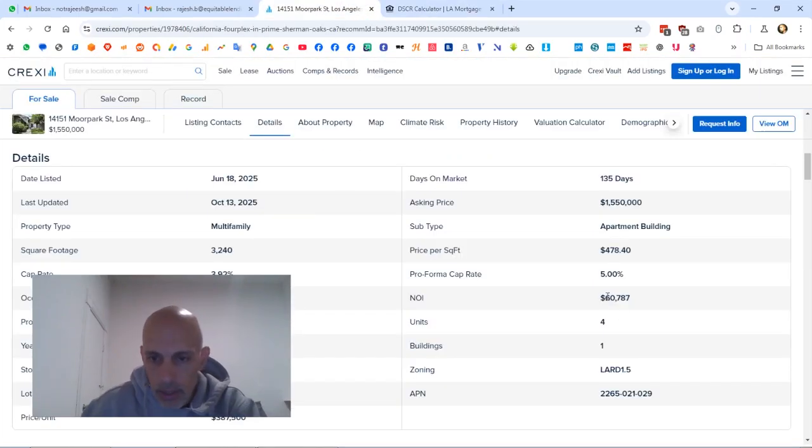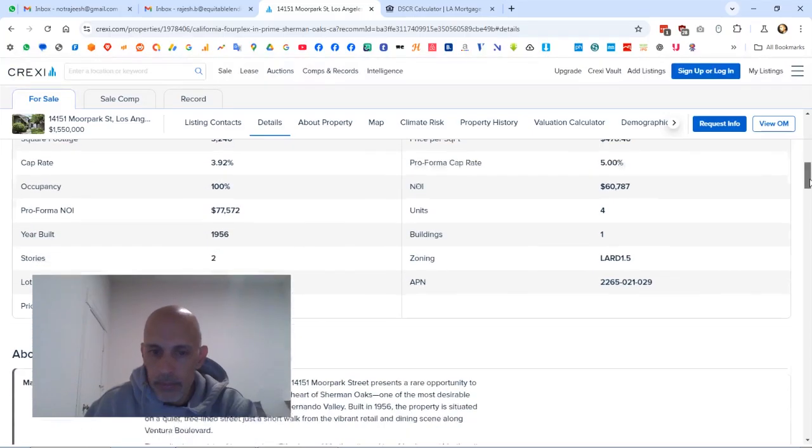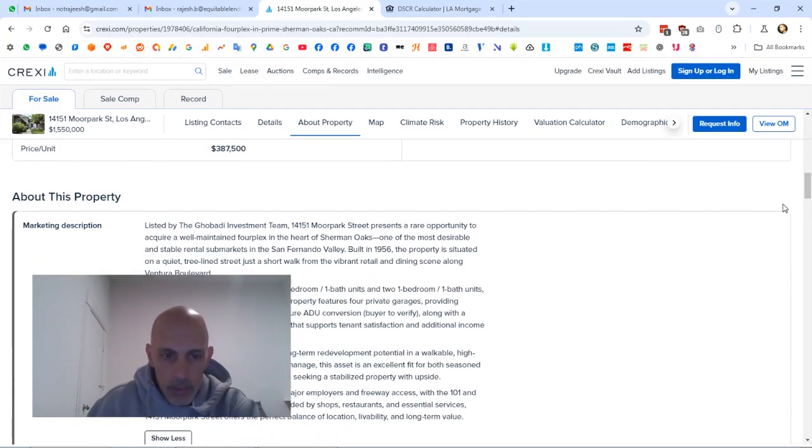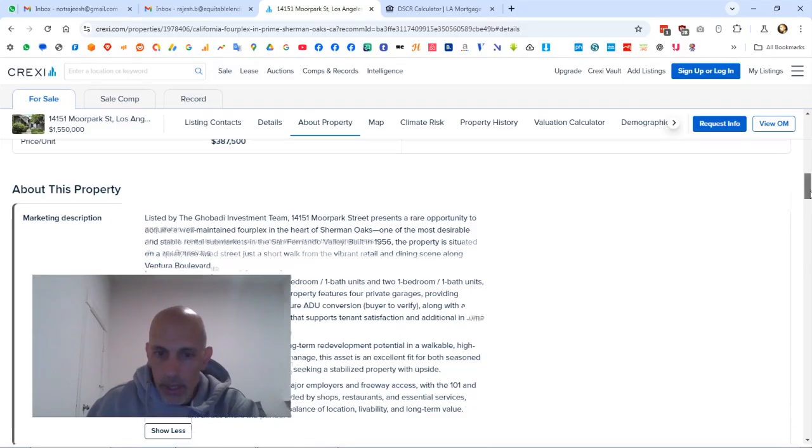And now let's see NOI. Pro forma cap rate, asking price. Does it say anything about gross rents here? Looking for that.